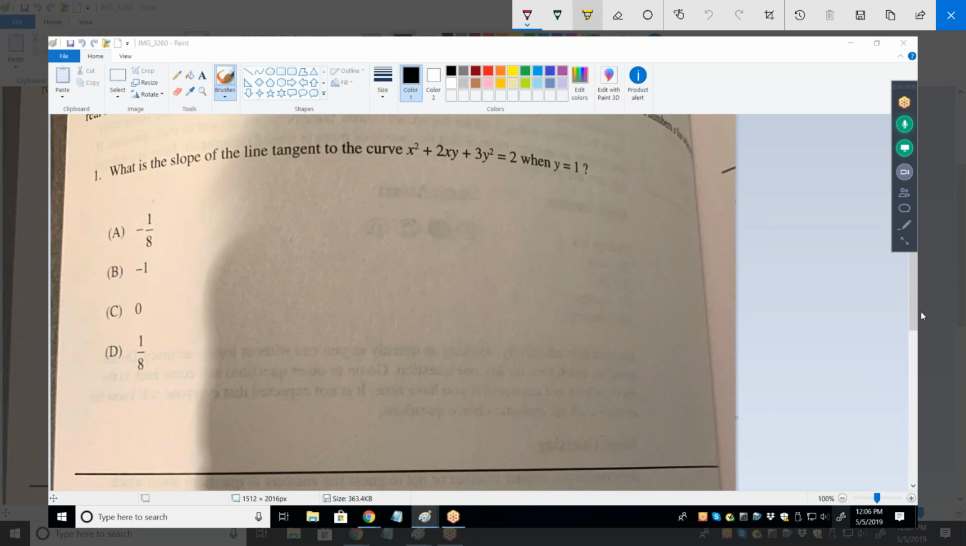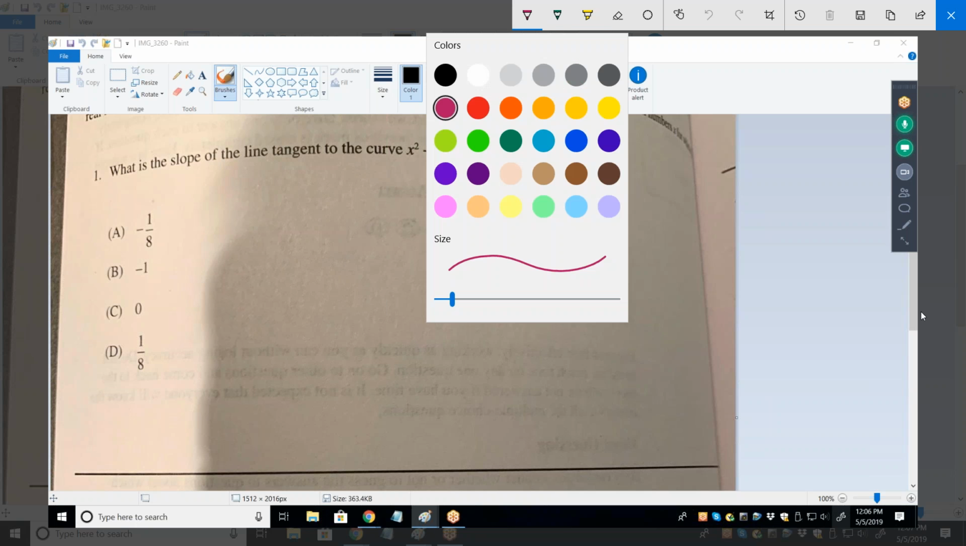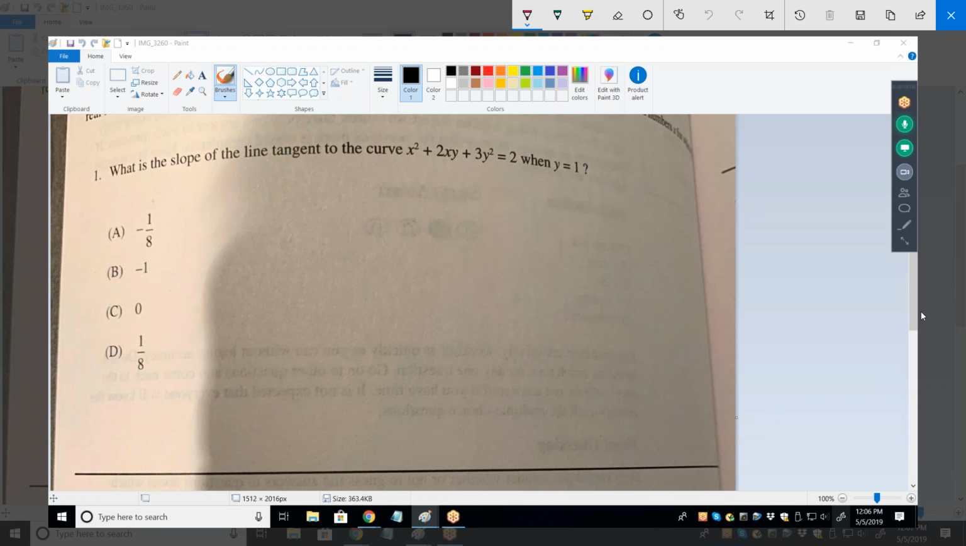Okay, so then we just take the derivative of this. Go ahead. That would be 2x plus 2x dy or y prime plus 2y plus 6y y prime equals 0. Okay, next step.